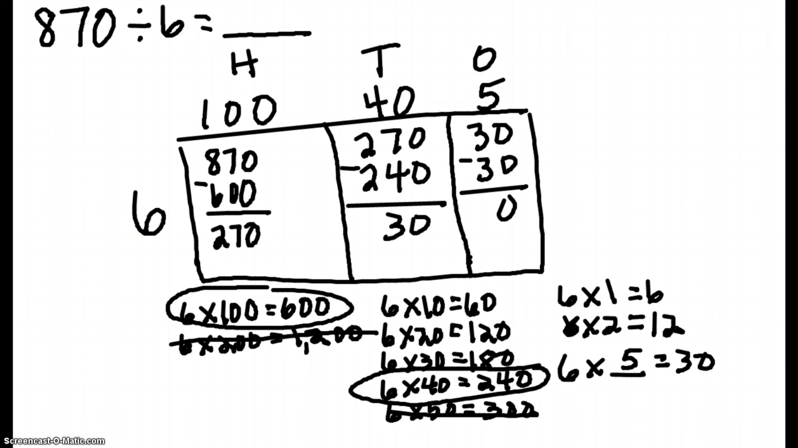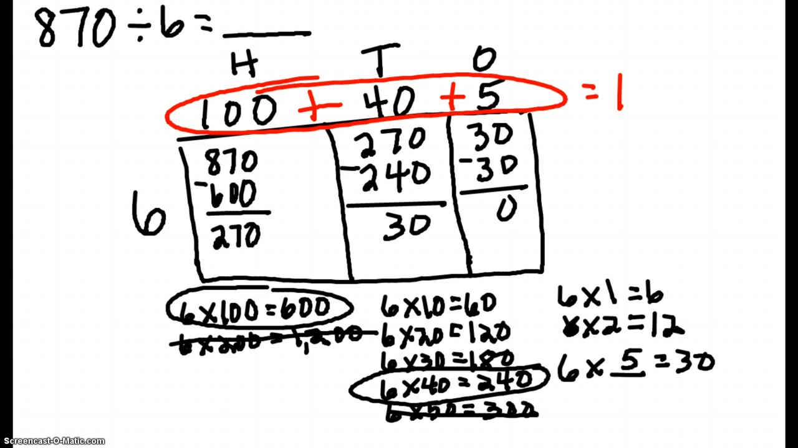See if I have any left. I don't. So now to figure out my answer, just like any other time we solve for our area, this is the side that I need to combine. If I add all these up, I'll get my answer: 145. 145 is your answer.